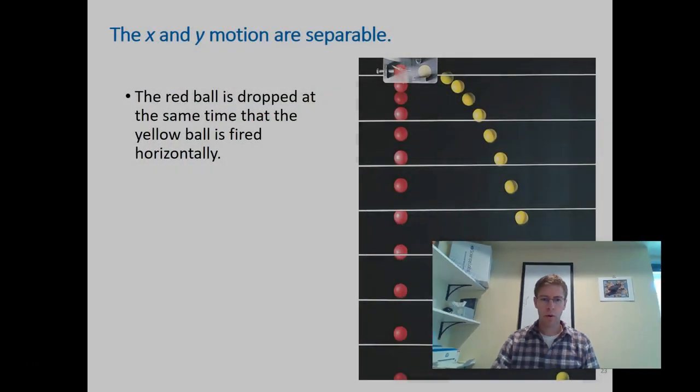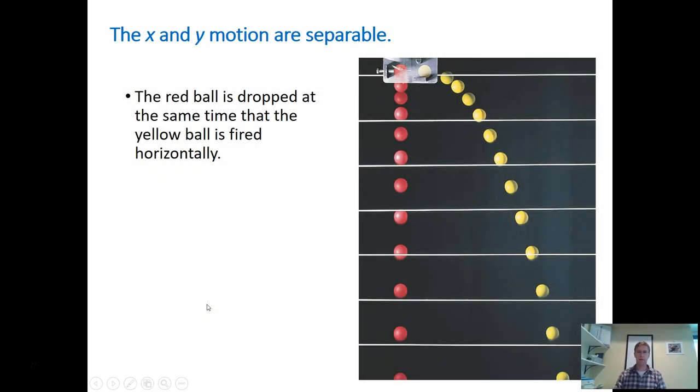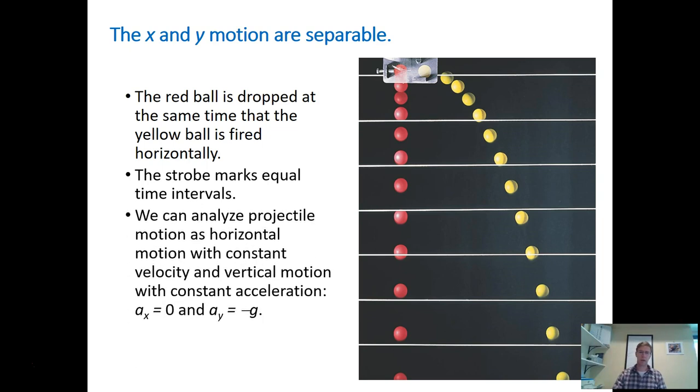Okay, and so what we can conclude from that is that if an object is dropped, its acceleration is just going to be the acceleration due to gravity, negative 9.8 meters per second squared straight down. And if it's fired horizontally, its acceleration in the x direction will be zero. And so, again, all the time, what you're going to see for projectile motion, acceleration in the x direction, 0 meters per second squared, and in the y, 9.8 meters per second squared down.